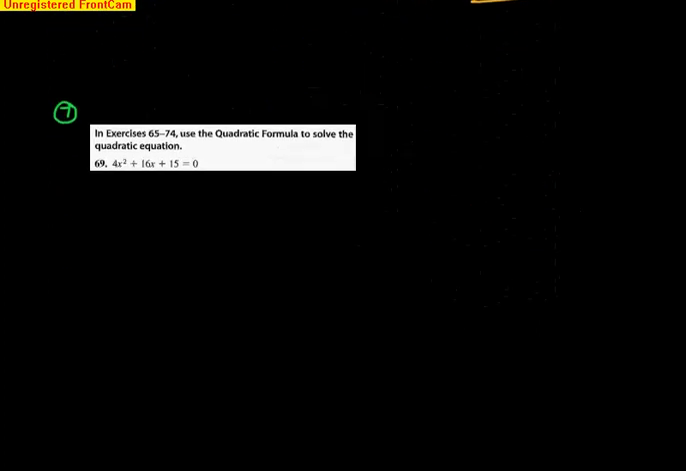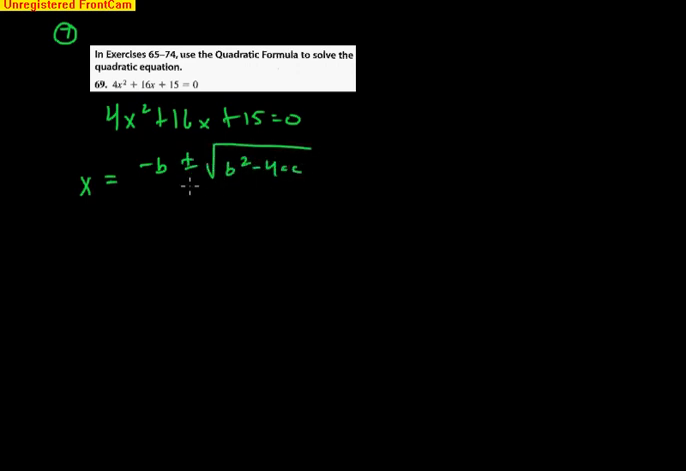Alright, last one. Number 7. Use the quadratic formula to solve the quadratic equation. So I assume we're going to get some imaginary solutions. Quadratic formula. So here's the original. 4x squared plus 16x plus 15 equals 0. It's set equal to 0, so we can use the quadratic formula. Opposite of b plus or minus the square root of b squared minus 4ac all over 2a. Your discriminant, 16 squared minus 4 times 4 times 15.